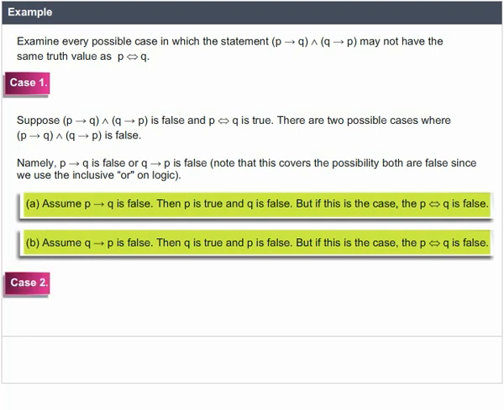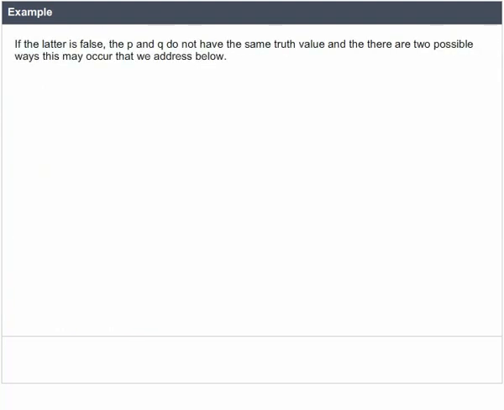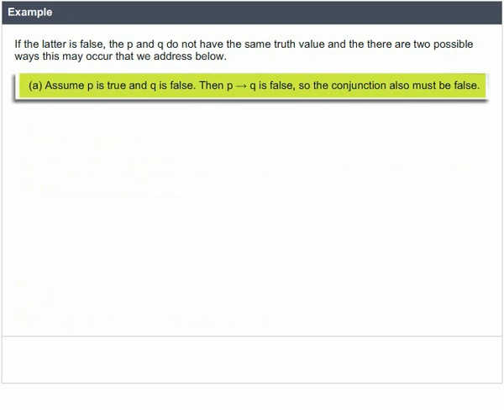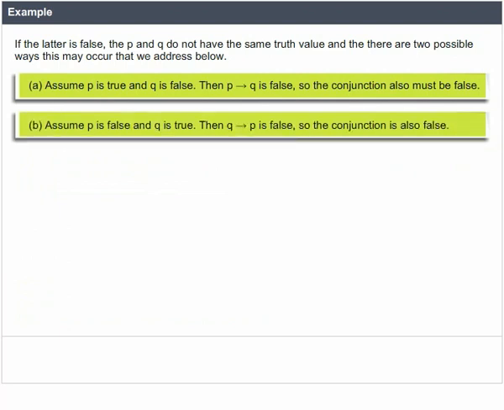Case 2. Suppose (P implies Q) and (Q implies P) is true and P if and only if Q is false. If the latter is false, then P and Q do not have the same truth value, and there are two possible ways this may occur that we address below. A. Assume P is true and Q is false, then P implies Q is false, so the conjunction also must be false. B. Assume P is false and Q is true, then Q implies P is false, so the conjunction is also false.